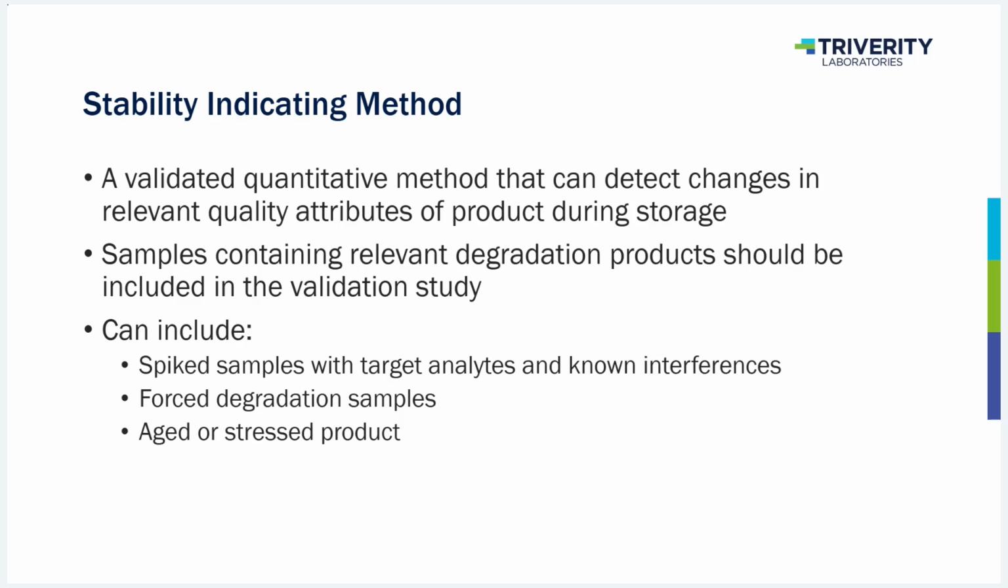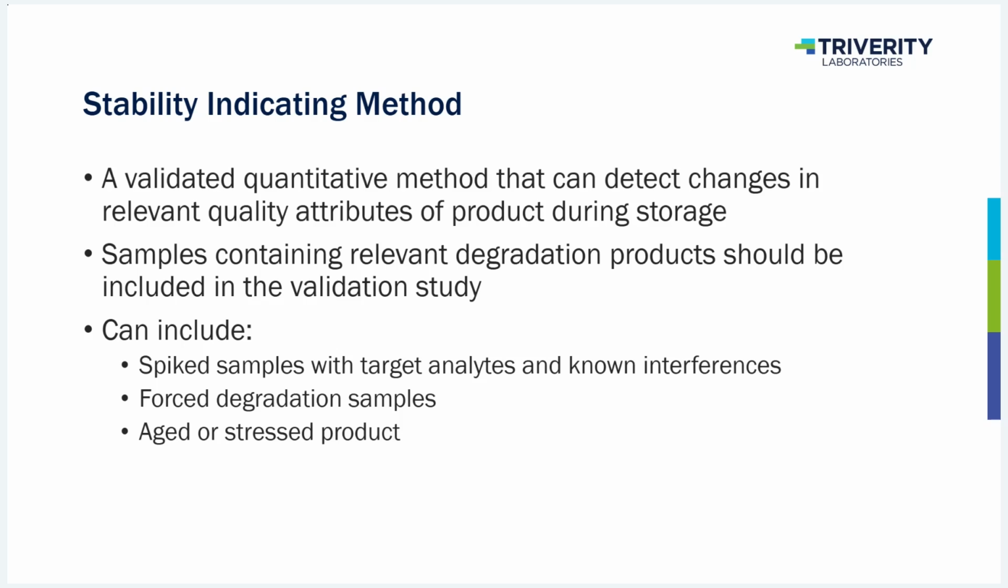Some of the methods need to be stability indicating, and this is when the method is going to be used to generate stability data. A stability indicating method is a validated quantitative method that can detect changes in relative quality attributes of product during storage. That's the ICH definition. So what that means is you need to have a method that can detect changes in the product or the API over storage, whether that's in a chamber or wherever.